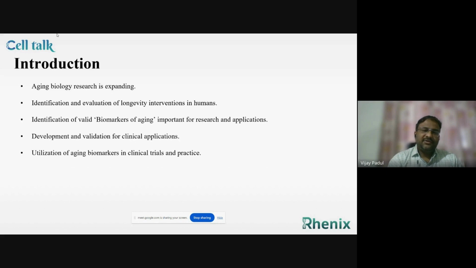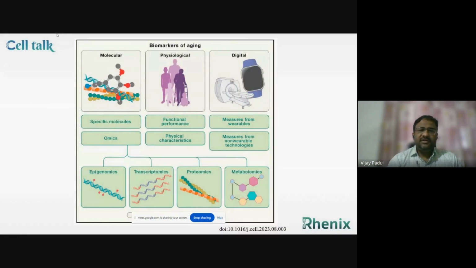Identification of valid biomarkers of aging is important for research and its application also. Development and validation of these biomarkers is essential for clinical applications also, which will ultimately decide their applicability to routine individuals, patients who are expecting to extend their life and health span. And utilization of the aging biomarkers in clinical trials is important. Once these are verified through clinical trials, they can be applied in general practice to suggest to the common population. What are the different biomarkers of aging?